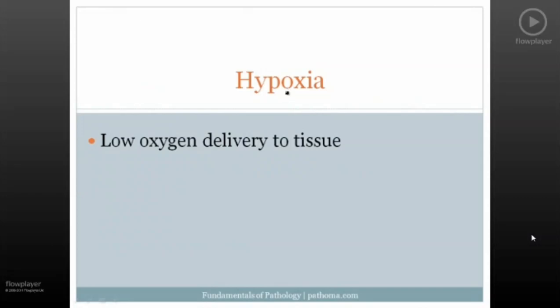So let's do it this way. Hypo means low, and oxia refers to oxygen. And so hypoxia is low oxygen, and in particular, it's low oxygen delivery to tissues. Now recall that tissues are essentially dependent on oxygen. And the reason they're dependent on oxygen is because oxygen is the final electron acceptor in the electron transport chain.